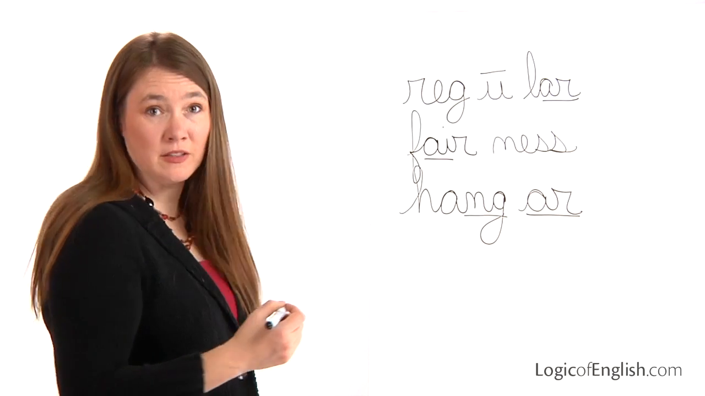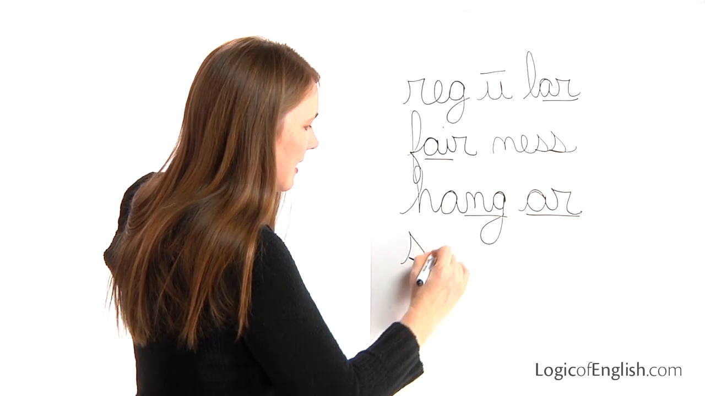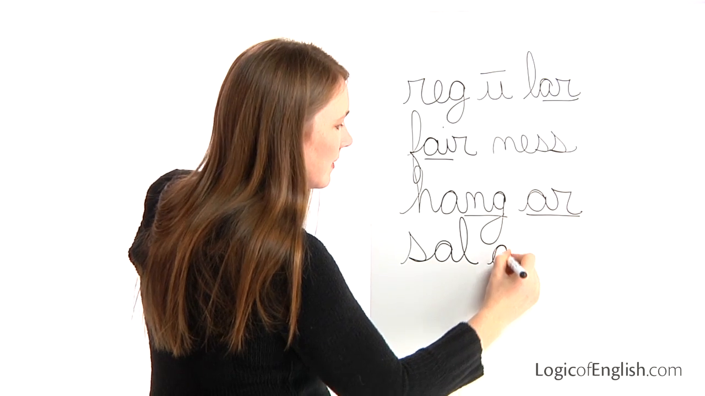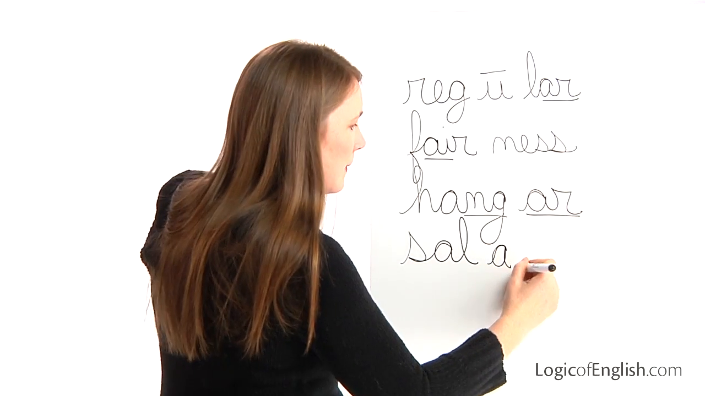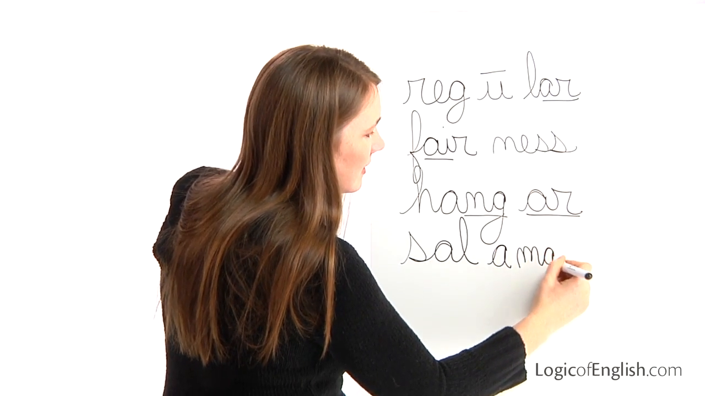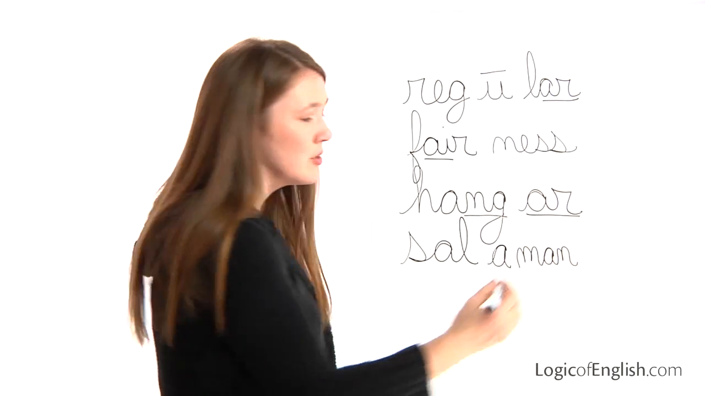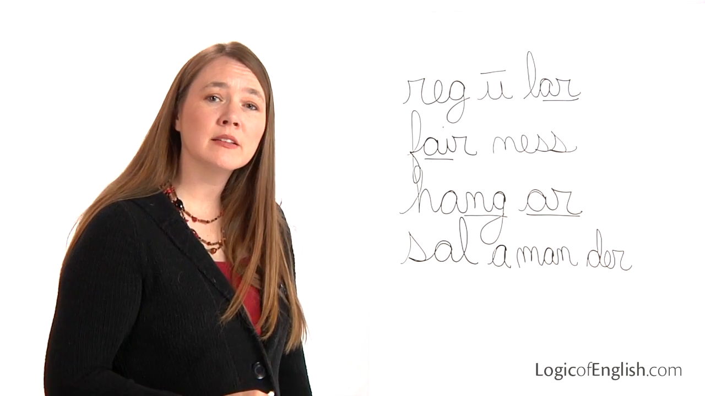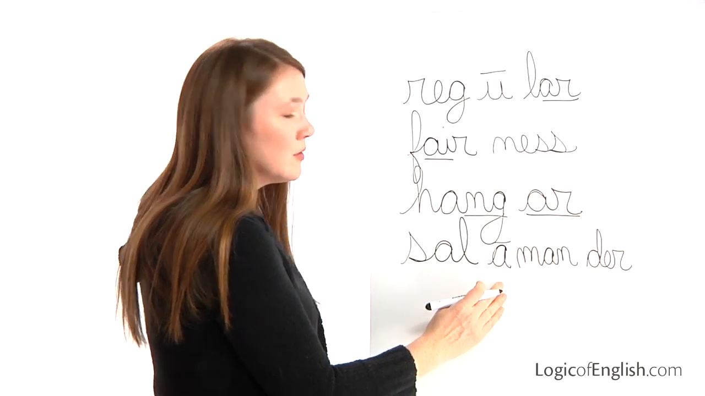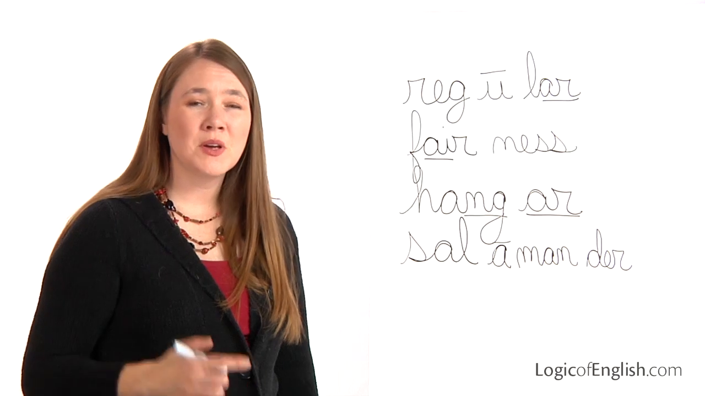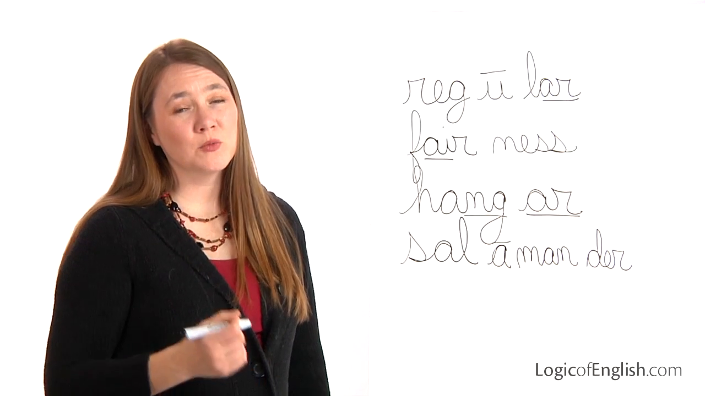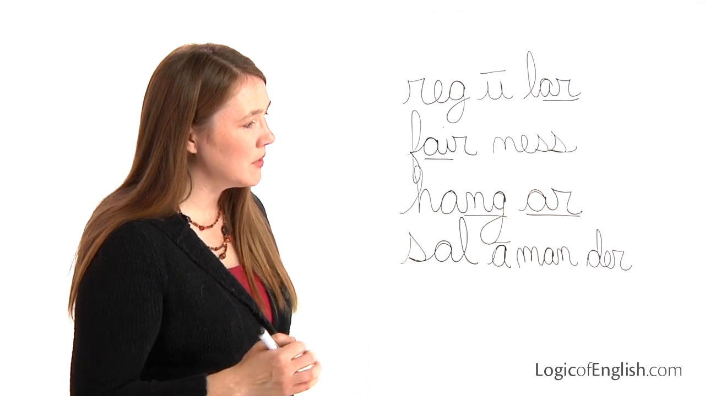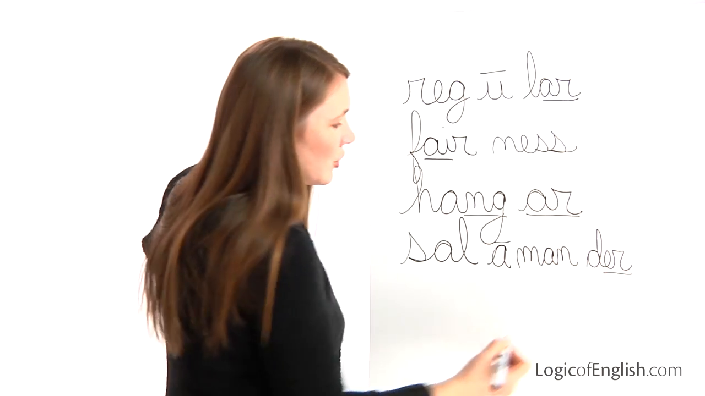And now help me to write it. The first syllable is sal, s-a-l. The second syllable is a. The third syllable is man, m-a-n. And the fourth syllable is der, d-e-r. And how will we mark it? We'll put a line over the a. Why did the a say its long sound? Because it's at the end of the syllable. And the rule is A, E, O, U usually say their names at the end of the syllable. And then we'll underline the er.